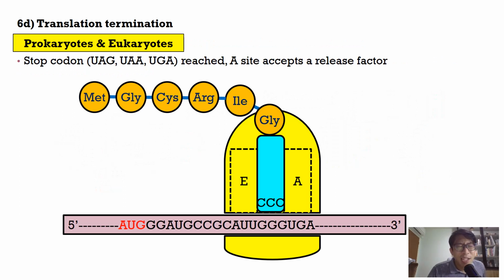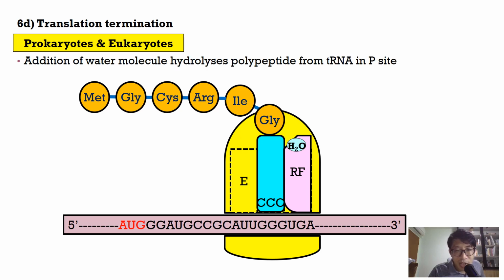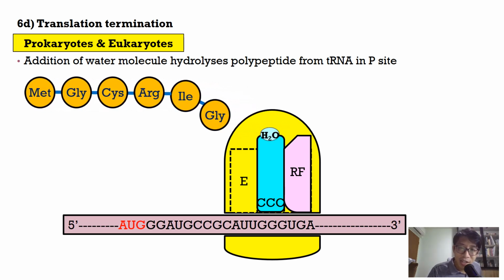So lastly, let's look at the termination process, when the ribosome A site reaches the stop codon. Okay, so instead of an aminoacyl tRNA entering, a protein known as a release factor enters, and the release factor carries a water molecule. All right, so the water molecule would be used to hydrolyze the bond between the polypeptide and the tRNA in the P site.